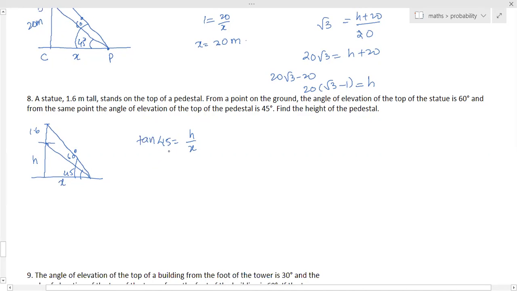What is it you got? Root 3 value. Ma'am, I got 1.6 into root 3 plus 1 whole by 2. Yeah, that is 0.8 into root 3 plus 1. Yes, ma'am. That's right.